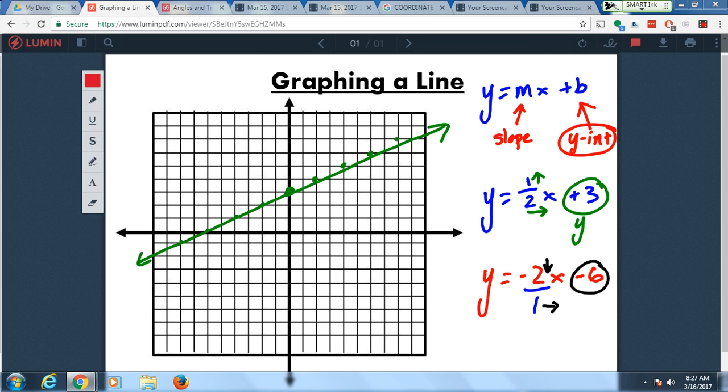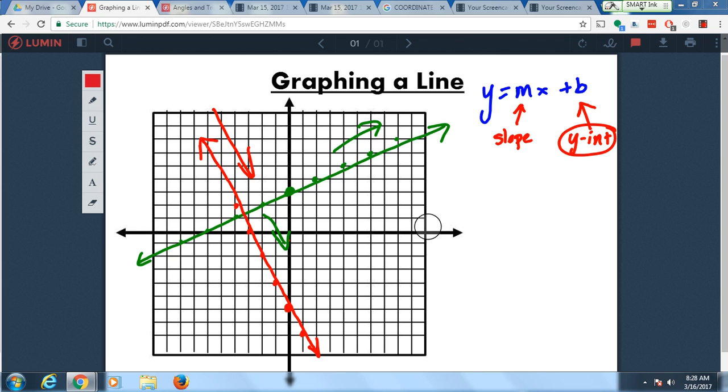But we start here at -6. So 1, 2, 3, 6. And then you're going to go down 2 to the right 1. And then the other direction 2. And you'll know that you did it right because you probably already know that negative slopes go downhill like that and positive slopes go uphill. So you can at least check your work and go, oh, okay, if I have a negative slope, it should probably go down. And so that's how you can look at it.